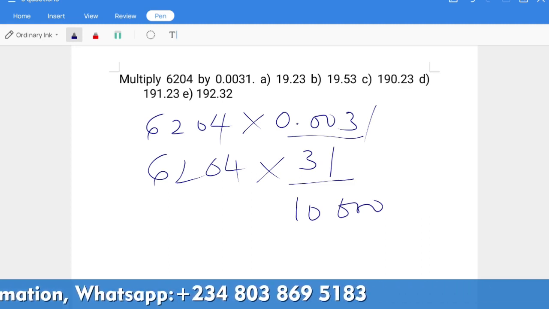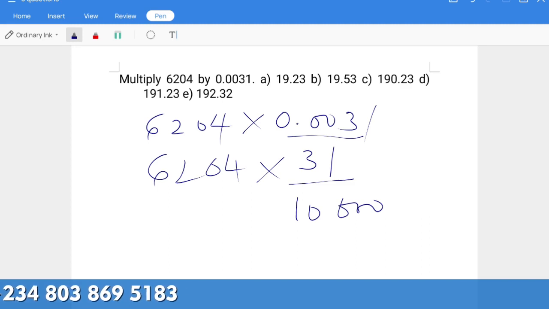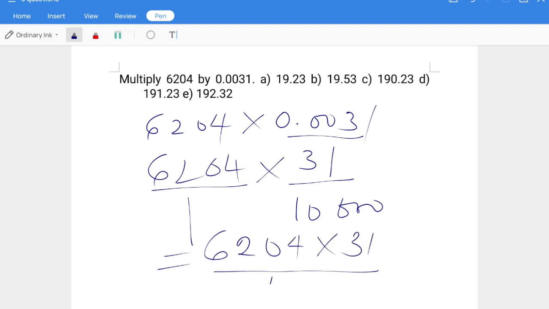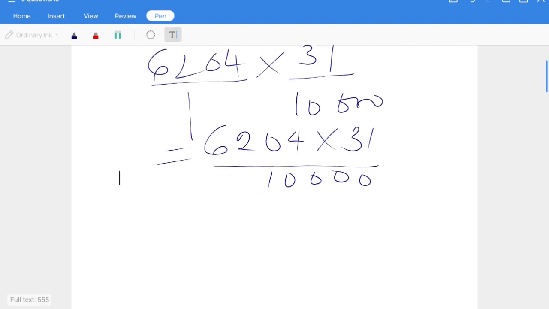Why did I say 10,000? Because if you look at the back of the decimal point, you have four figures: 1, 2, 3, 4, four digits. It means 10,000. So at this point, what do you need to do? You multiply. That will be 6204 times 31, then everything over 10,000.